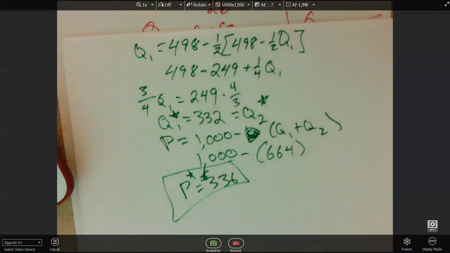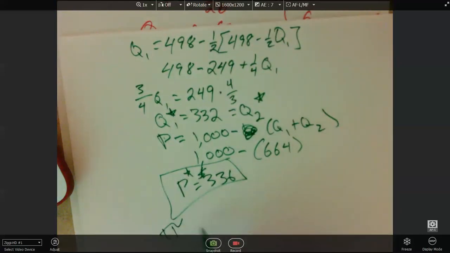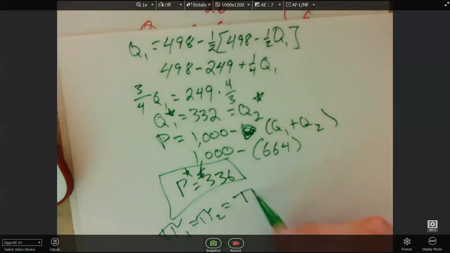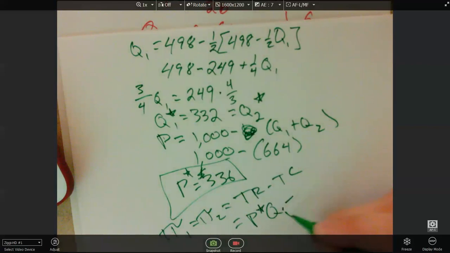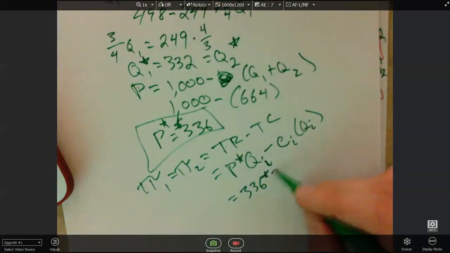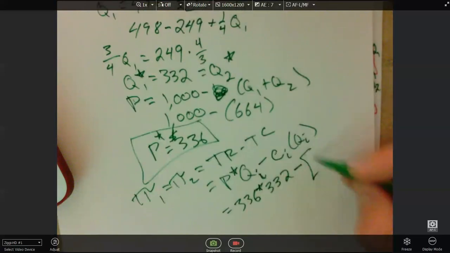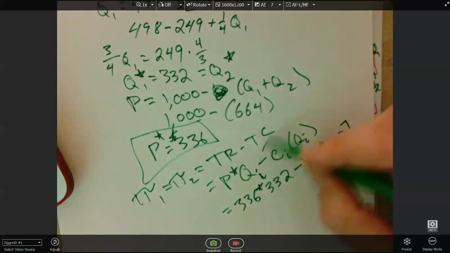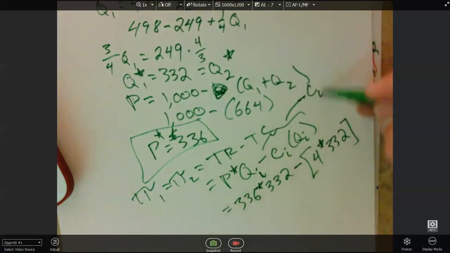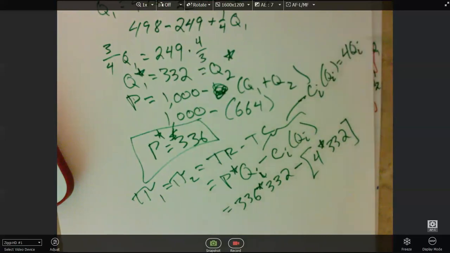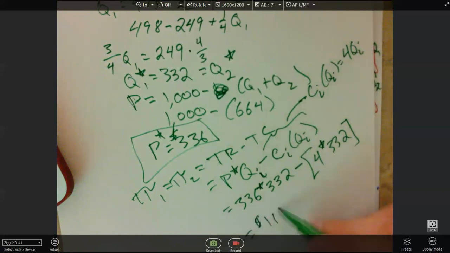And the last thing it usually asks is, what are we caring about? They're deciding their output to maximize what? Profits, right? So a lot of times they will ask you for the resultant profit. Profit 1 is going to be equal to profit 2. It's going to be the total revenue minus the total cost, so the price times the quantity for a particular firm, using i here for 1, minus the total cost of that firm. So this is going to be 336 times 332 minus 4 times 332. How am I getting 4 times 332? This cost equation was given to me earlier as C_i(Q_i) equals 4Q_i. So this ends up being $110,224.